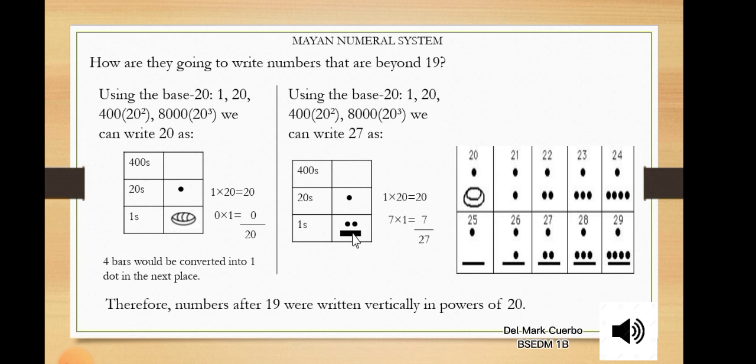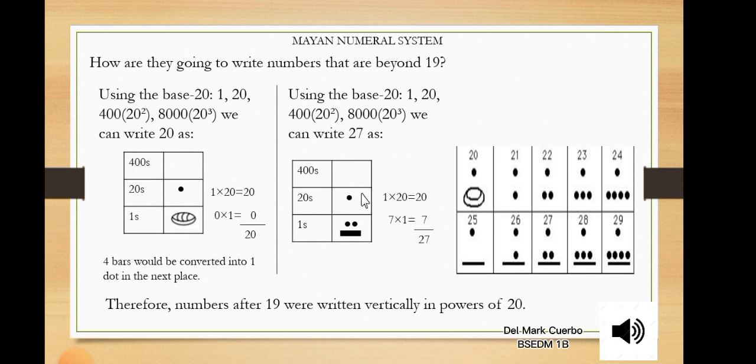And then again, 5 plus 2 dots is equals to 7. So 7 times 1 is equals to 7. So 20 plus 7 is equals 27. Therefore, numbers after 19 were written vertically in powers of 20, meaning the numerals that are written here should be multiplied to its position.